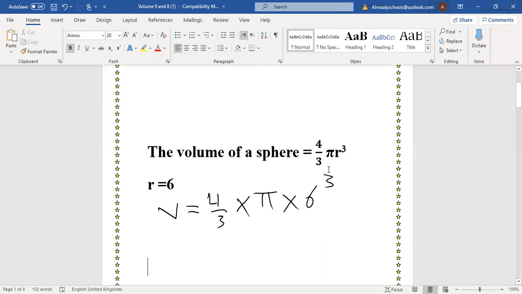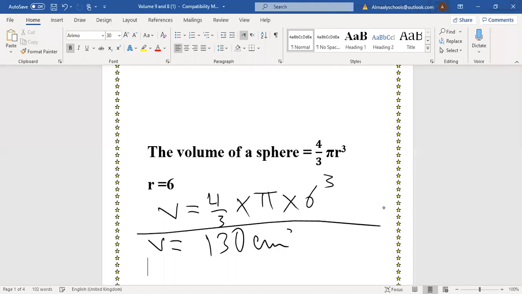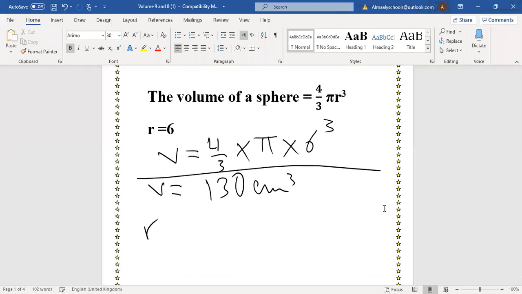Okay, thanks. Question number 2. Iyad, in question number 2 he gave me the volume of the sphere, and the volume of the sphere equals 130 centimeters. And the question is, find the length of the radius. So it will be 130 is equal to 4 over 3 pi r cube. Yes, that's right?